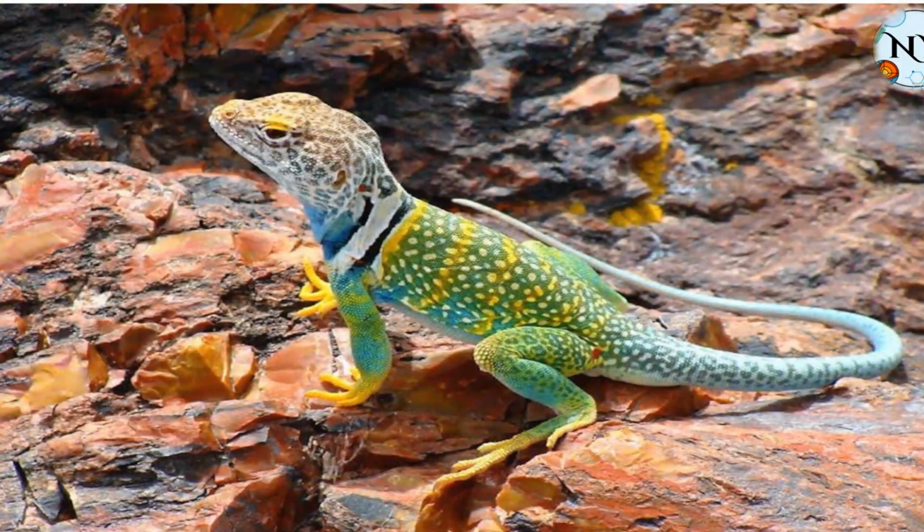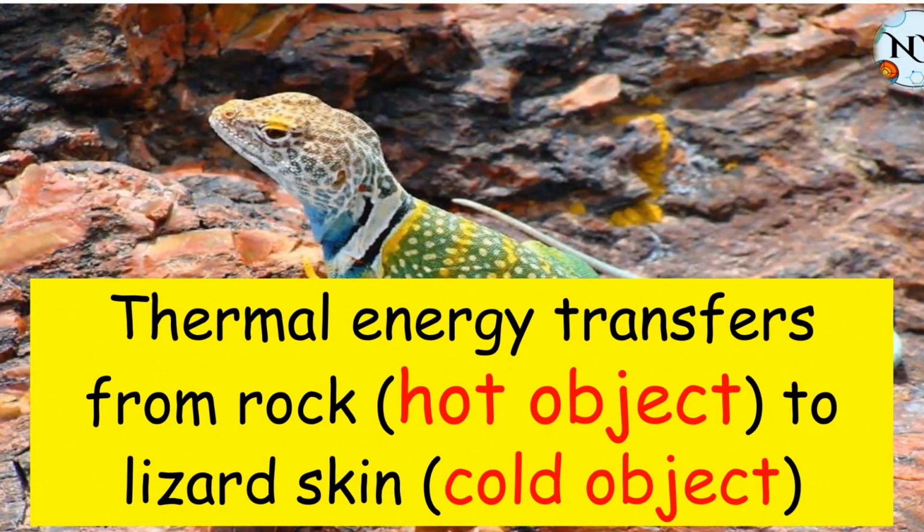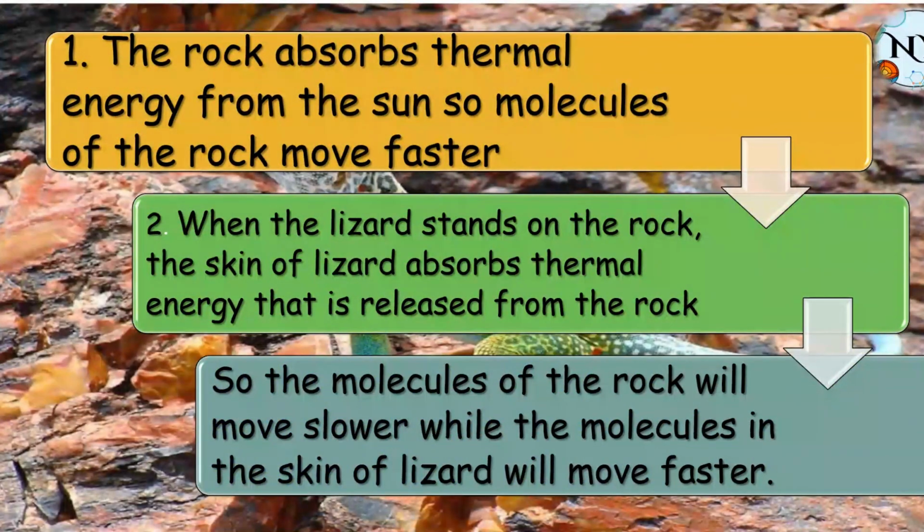We have here lizard which its body is cold while the rocks are hot. So the heat transfers from the hot object to the cooler object. Or the heat transfers from hot to cold, as we said before in the previous concept. So thermal energy transfers from rock, which is hot object, to lizard skin, which is cold object.